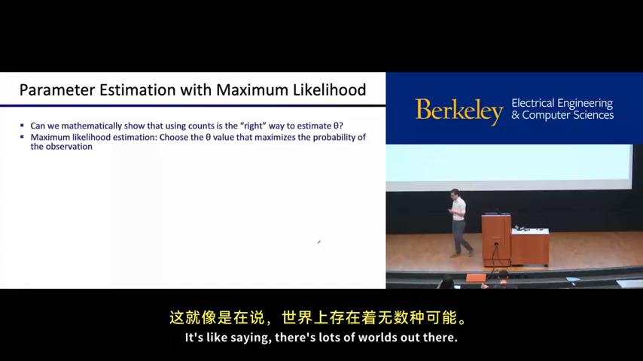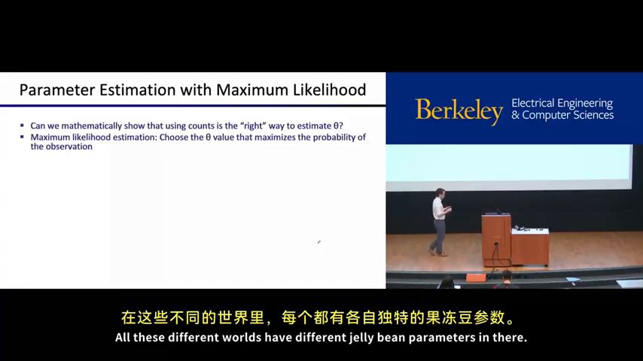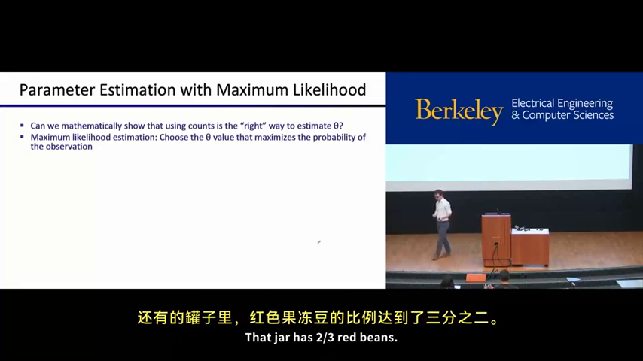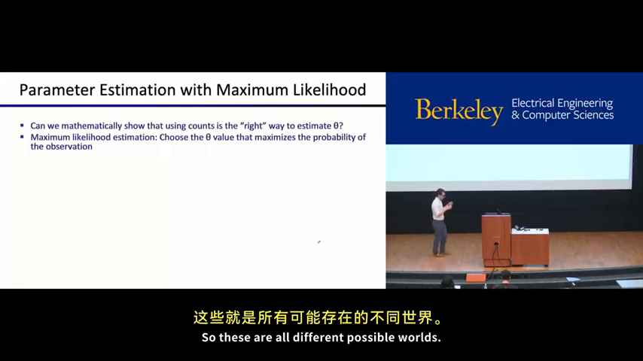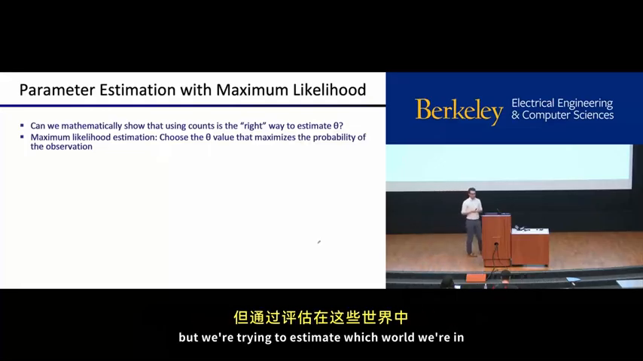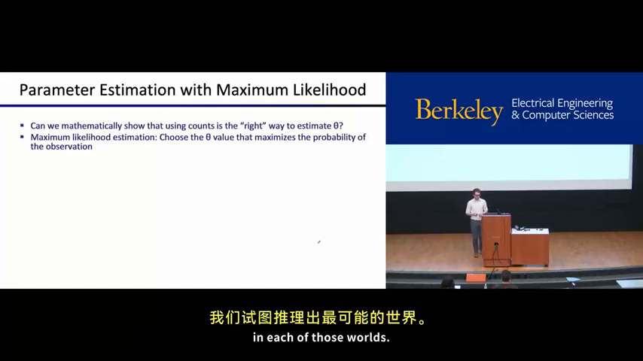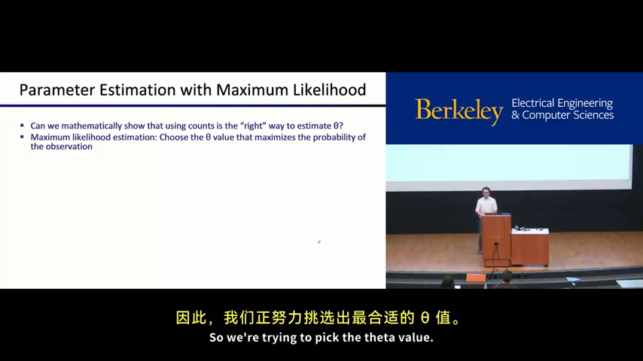It's like saying there's lots of worlds out there. All these different worlds have different jelly bean parameters in there. Maybe over here this jar has 100% red beans. This jar has 20% red beans. That jar has 2/3 red beans. So these are all different possible worlds, and we don't know which world we're in, but we're trying to estimate which world we're in by trying to figure out how likely we are to see these observations in each of those worlds. Okay? So we're trying to pick the theta value.